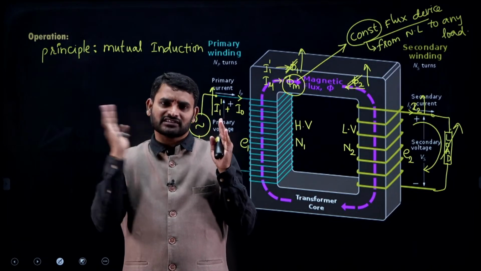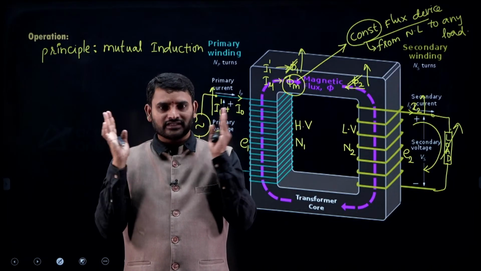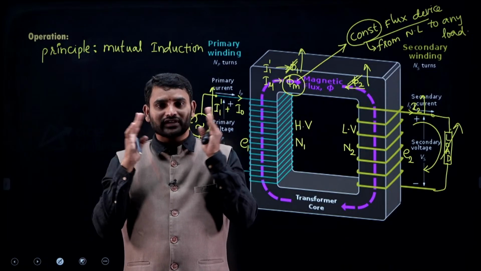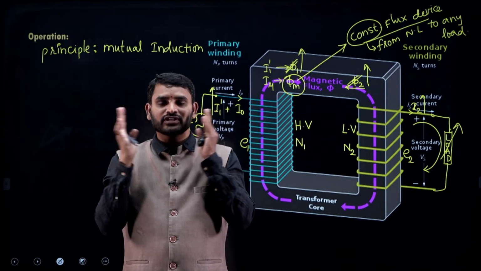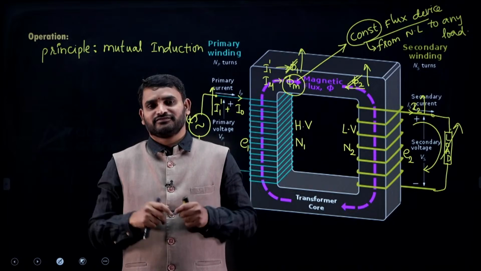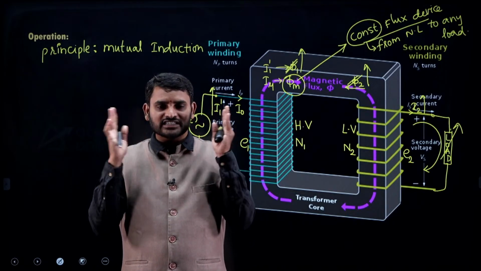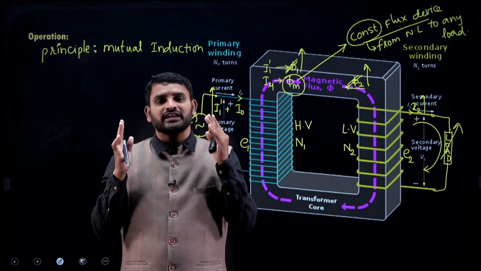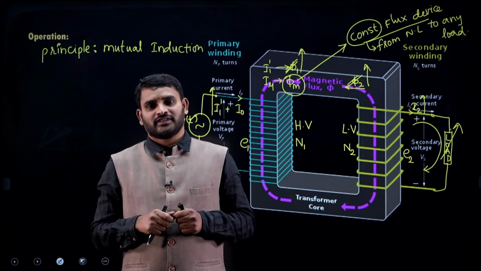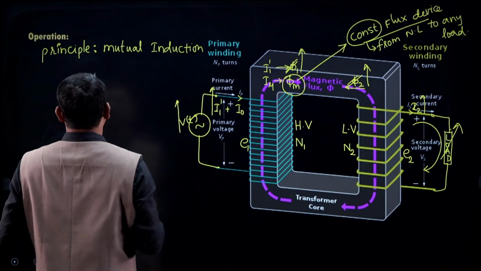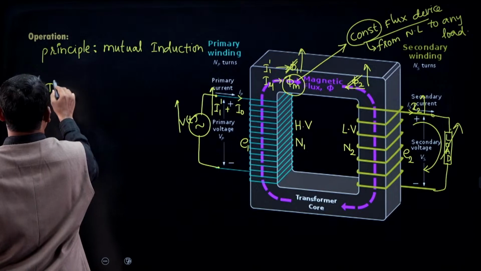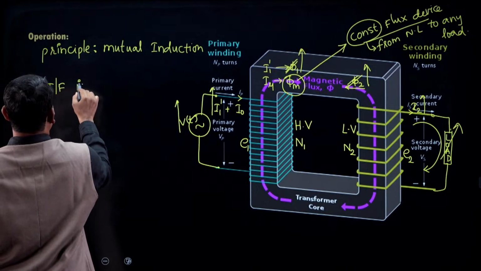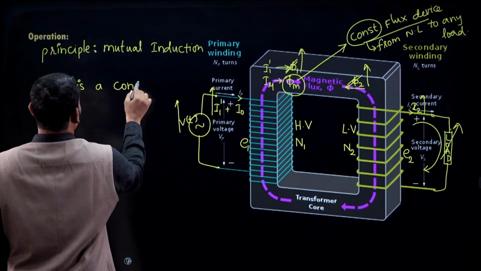What I mean to say is, if you slap with the two hands on your face, the intensity of pain you are going to get on your two cheeks will be same. Because whatever the rate of change is there on the left side and right side, it will be same. That is why we call transformer a constant frequency device.